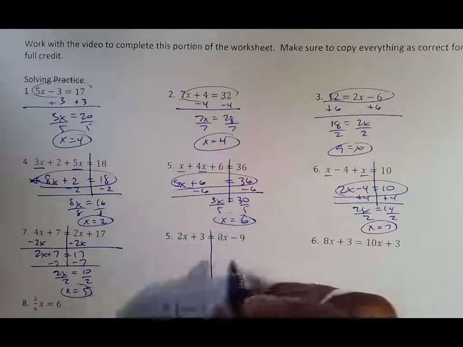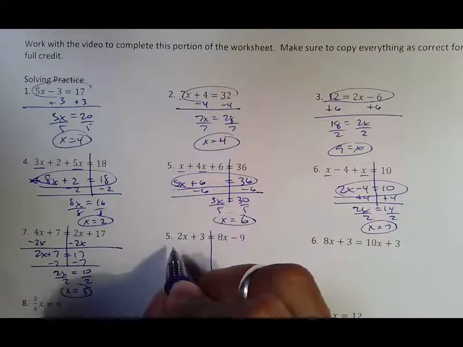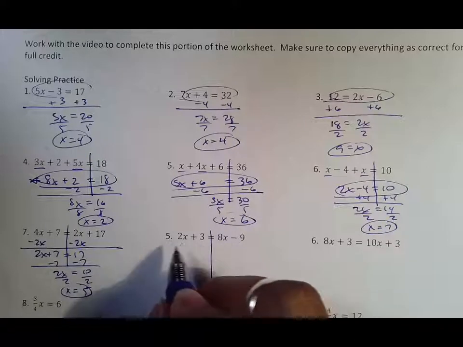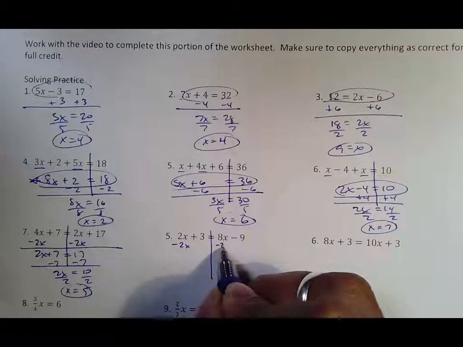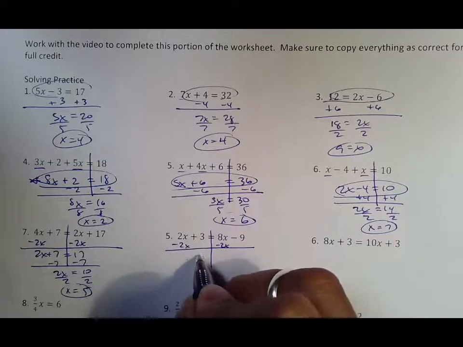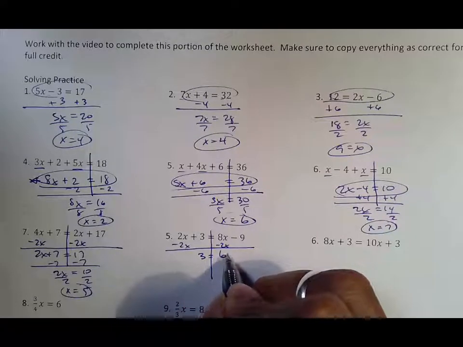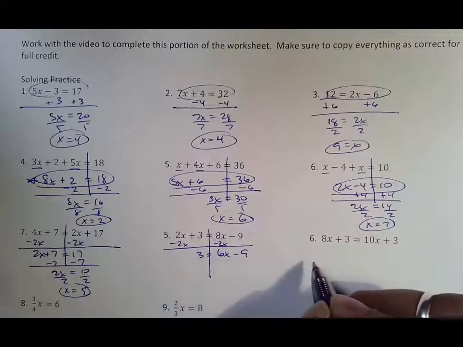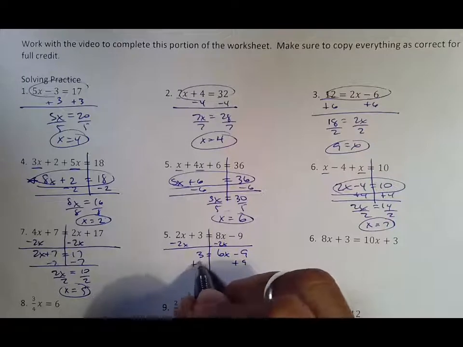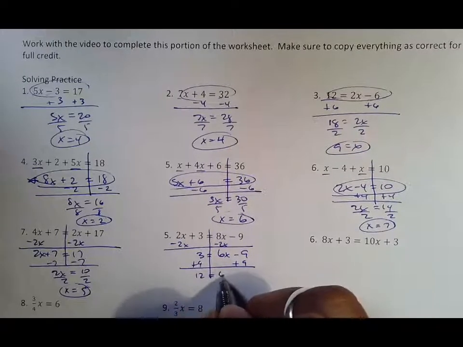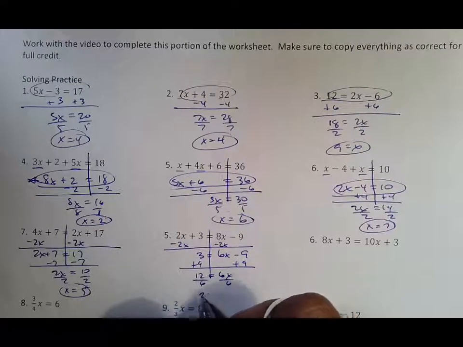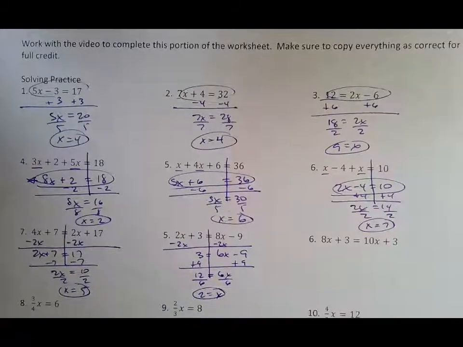Once again, these two things are on opposite sides, and we don't just want to move that. We want to move the smaller one. 2x is smaller than 8x, so we're going to use the opposite of 2x, bringing down 3 equals 6x, because 8 minus 2 is 6, minus 9. Add 9 to both sides, divide by 6, getting your final answer of 2.